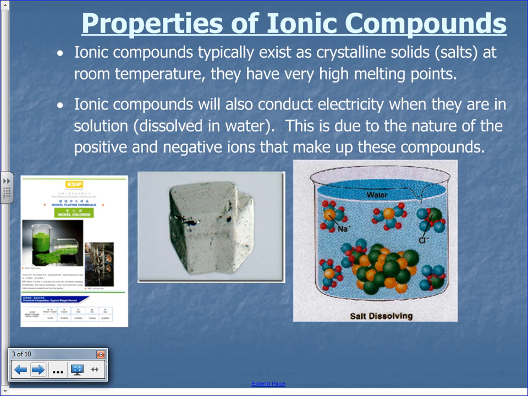So seeing something as a crystalline solid is a good starting point. It's probably ionic, but we may have to do more tests on it to figure out for sure if it's ionic. All right? What's an example of a molecular compound that would be a crystalline solid?